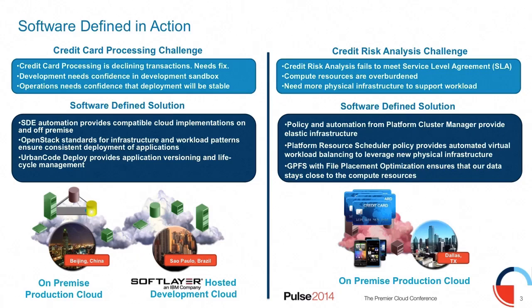The second demo for software defined we'll look at today is all about elastic infrastructure. This is where we start bringing in our policy and automation for our infrastructure to help make sure that we meet the service level agreements for our applications. We'll look at a big data workload that we're running on our software defined environment, and how when we aren't making our service level agreements, we're able to automatically scale out the physical infrastructure and rebalance our virtual infrastructure in order to ensure that we meet those service level agreements. We've got Platform Resource Scheduler providing policy to help us automate the virtual workload balancing, and GPFS with file placement optimization ensures that our data stays close to the compute resources.